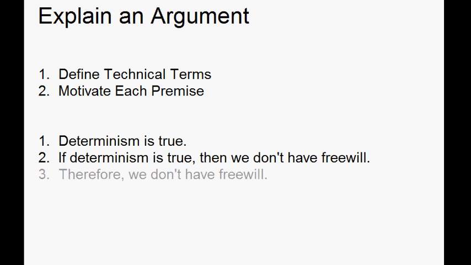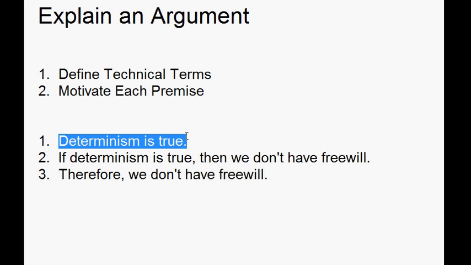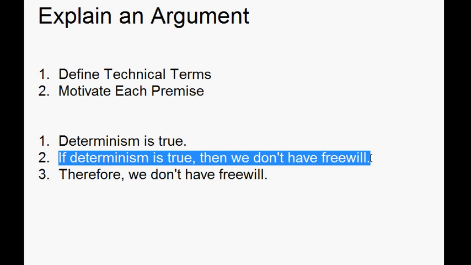So let's just bring back our stock argument. Here, in terms of defining technical terms, determinism definitely is one of those terms you'll want to define. And free will is also one that you're going to want to sort of say what you mean by both of those things. And then to motivate each premise, what I'm talking about is you're going to want at least a paragraph that says why someone should think determinism is true. And you're going to have another paragraph that says why someone should think that from the fact that determinism is true, it immediately follows that we don't have free will. And once you've done all of that, you've explained your argument.